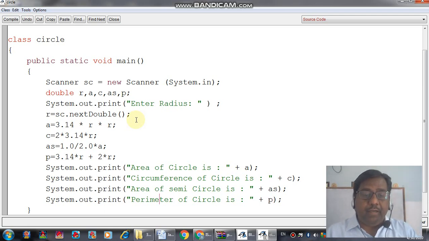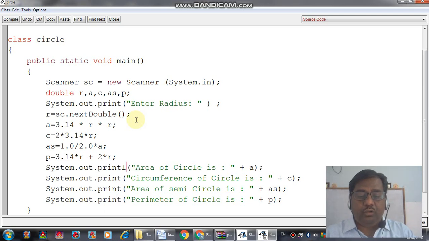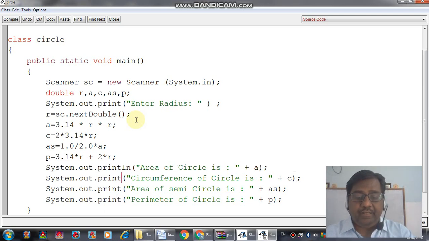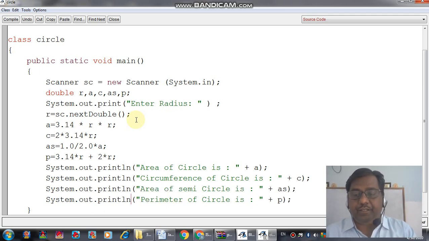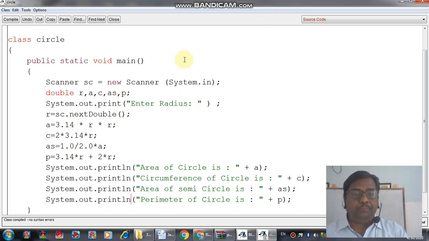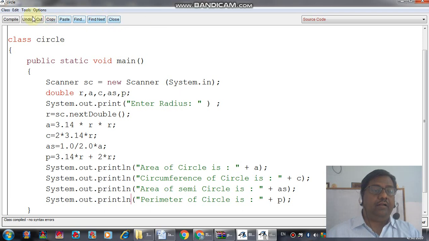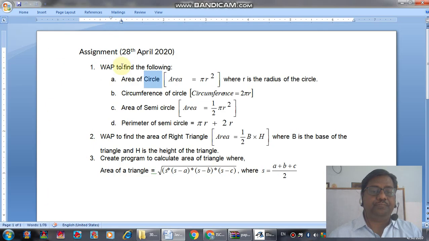When you are printing multiple values one by one on separate lines, it is always better to use println. That means the first statement will be printed and the next statement will be printed on the next line. Once the program is through, we will compile. And once the compilation is through, it will show no syntax error and we will close it.